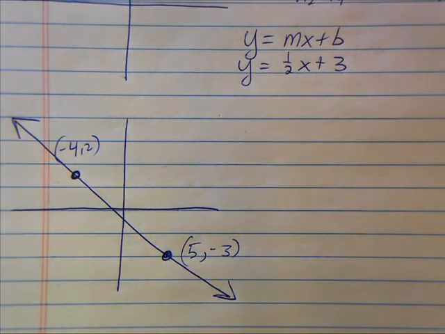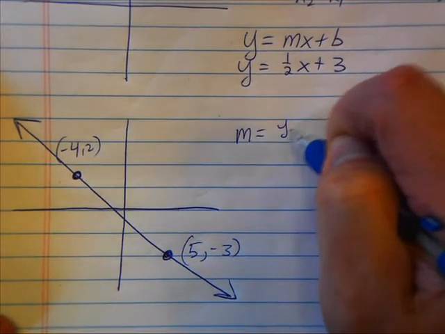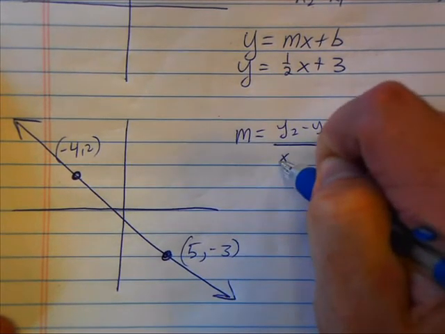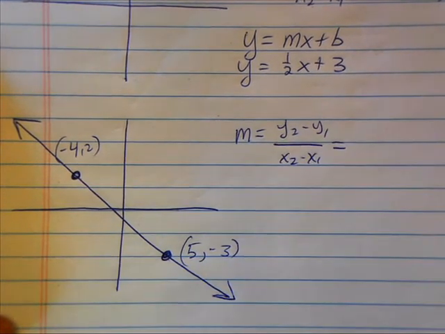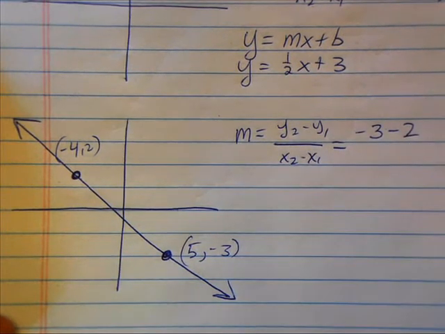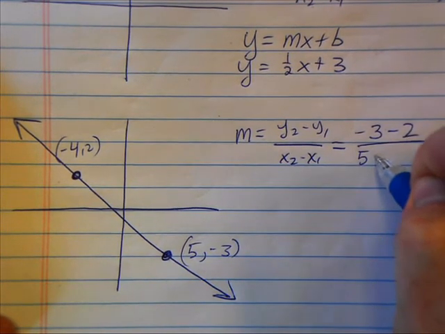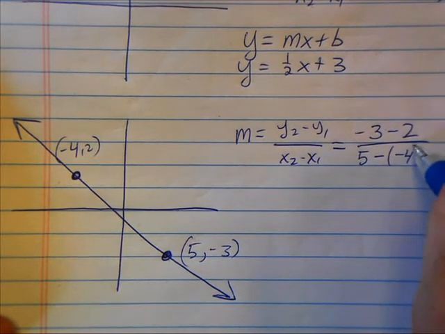You still find the slope. That's right. You always need to know the slope. That's not an option. So we find our slope. M equals y2 minus y1 over x2 minus x1. What's y2? -3. We're going to use -3 for y2. So that would be -3 minus 2 over 5 minus -4.